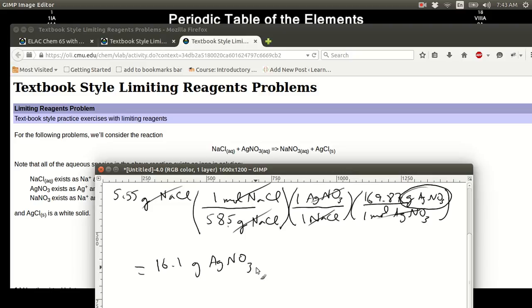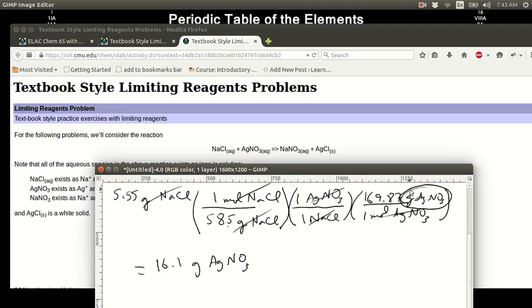If you write 16.1 grams of silver nitrate for number 2, your answer will be wrong and you will not get any points. Why? Because I'm doing this. You are doing something else. I'm doing 5.55 grams. You, how many grams are you doing? That's right, you're doing 2 grams, okay?